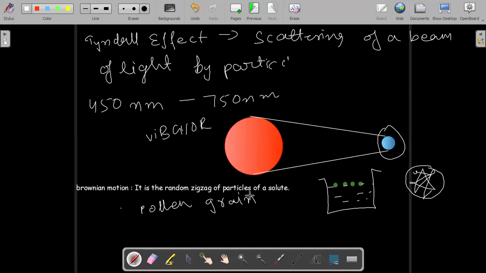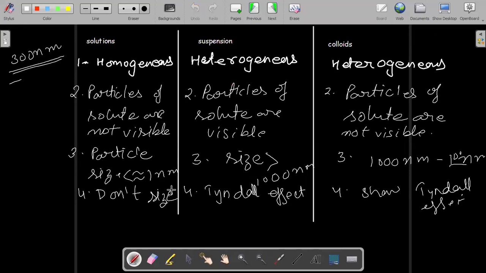However, other particles also showed Brownian motion. If they were put on the surface, they also showed Brownian motion. So it shows that yes, the particles are in random motion. Got it? So these are the things we have studied in this chapter. In this chapter, we have studied solutions, suspensions, and colloids.